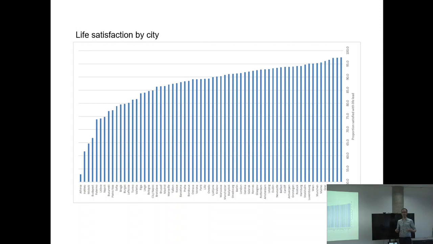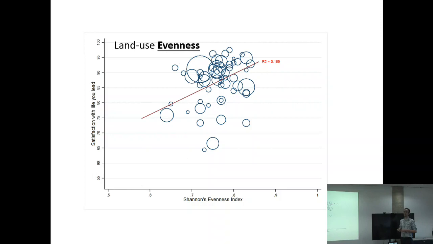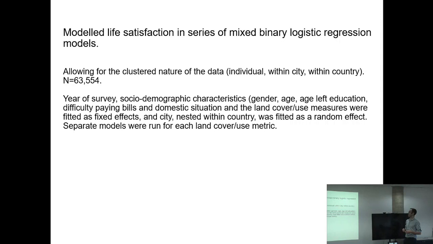And then we looked at some descriptives to see how land use diversity was associated with our outcome, satisfaction with the life you lead, on the y-axis. We saw that there was some relationship between land use diversity and satisfaction, quite a small relationship, but there was something going on. It was similar for evenness, which showed us that this potentially required further investigation. So we modeled life satisfaction in a series of mixed binary logistic regression models, and we allowed for the clustering nature of the data, with individuals within city, within country. In total, there were around 64,000 individuals included in the sample, so around 1,000 people per city.